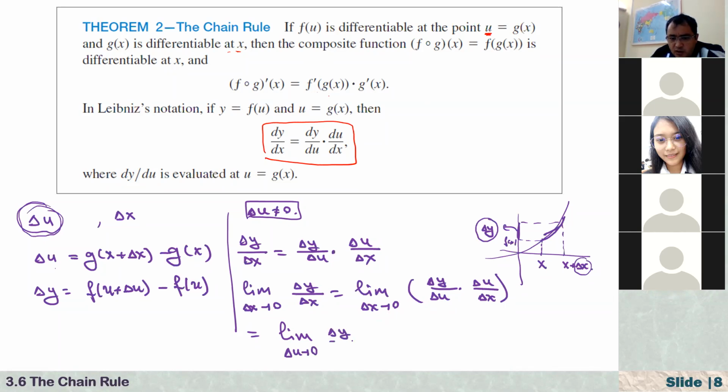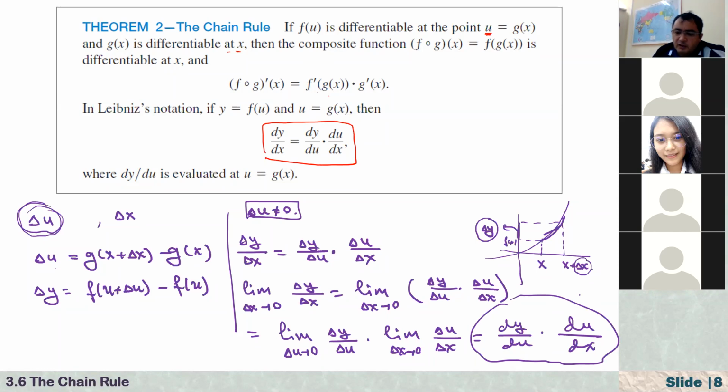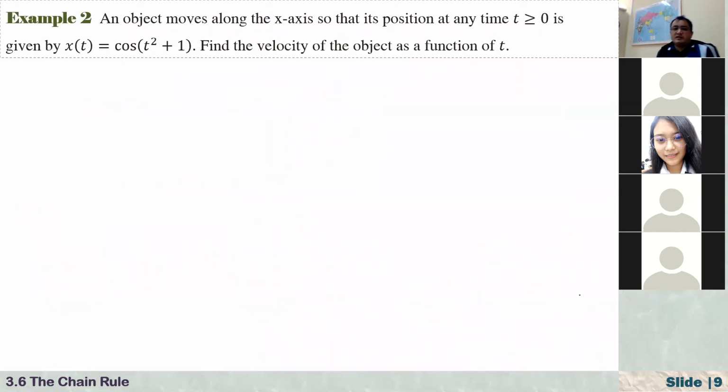Here we have the limit as delta u approaches zero of delta y over delta u, times the limit as delta x approaches zero of delta u over delta x. The first limit gives us the derivative of y with respect to u, that is dy over du. The second one is the derivative of u with respect to x. Okay, and this rule is called the chain rule. All right, immediately let's see one example.